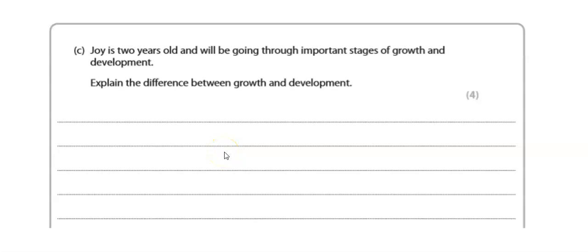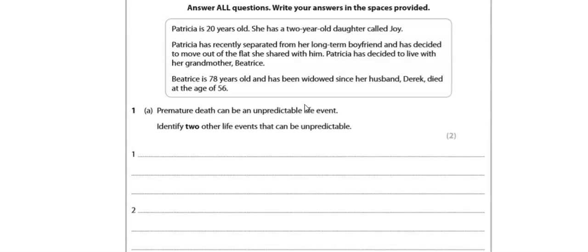Okay, so we've got question C here, and we're still going off the previous scenario of Patricia, who's 20 years old. She's got a 2-year-old daughter called Joy, and we've previously done a question about her grandmother Beatrice. So it's the same scenario. We've done question A and B.